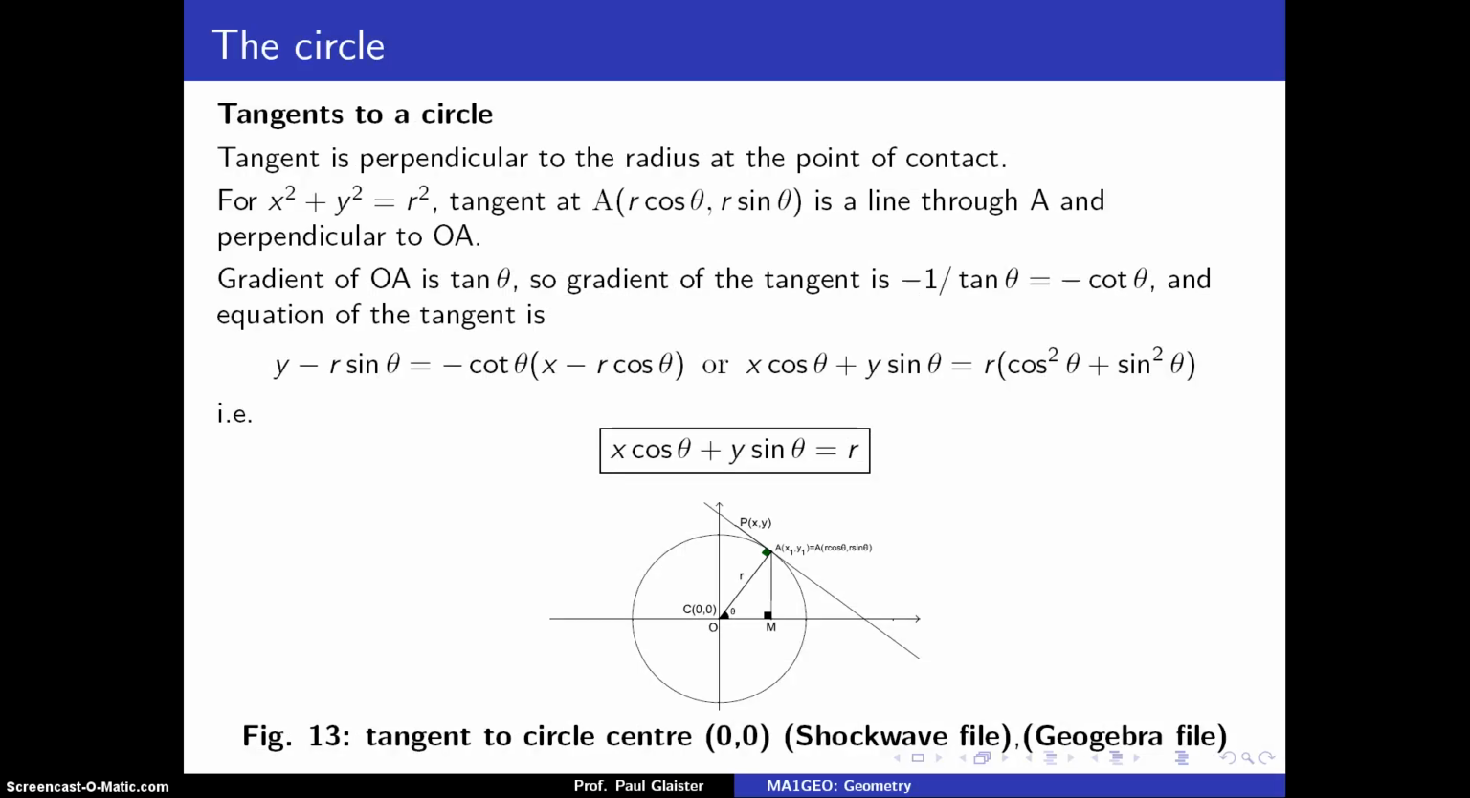Now we move on to tangents and normals. A tangent is a straight line which just touches a curve at one point. Similarly, a normal will be a line which crosses the tangent at right angles. So we will determine tangents and normals to a circle, which is relatively easy, and then we'll go on to look at tangents and normals to a whole series of other curves later on.